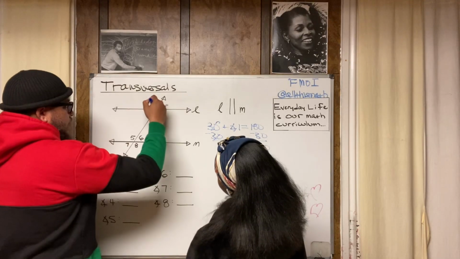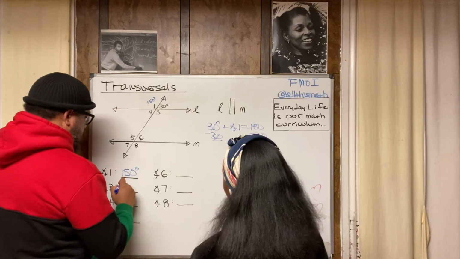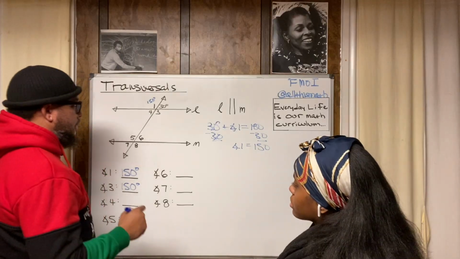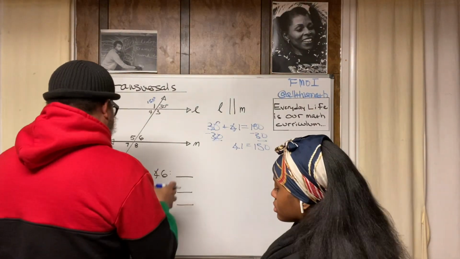I just said angle 1 is equal to angle 3. So what's the measure of angle 3? 150. Right. See, in geometry, we use critical thinking. Geometry teaches us how to think critically. All math classes teach us how to think critically, but geometry is very direct with it.